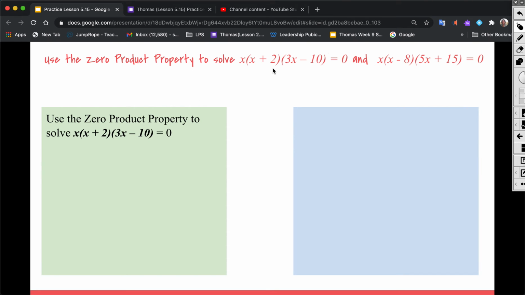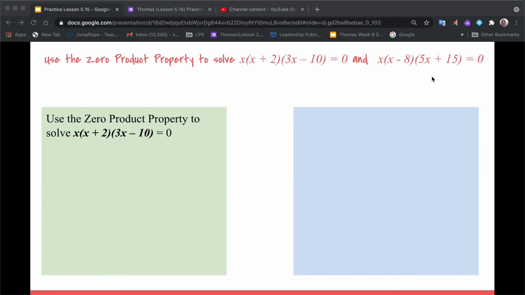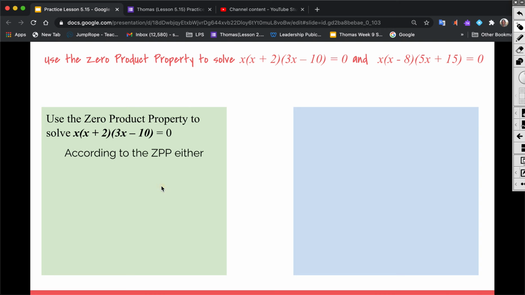If you look at that product, there are three factors in that product. You see the factor x, you see the factor x + 2, and you also see the factor 3x - 10. So according to the zero product property, either of those factors could be equal to 0. All right? So either x is equal to 0, that's the first factor, or x + 2 is equal to 0, or 3x - 10 is equal to 0.